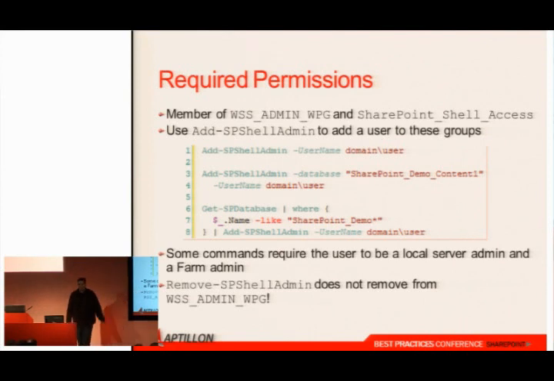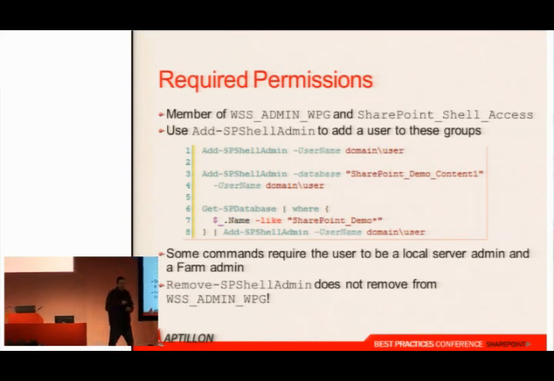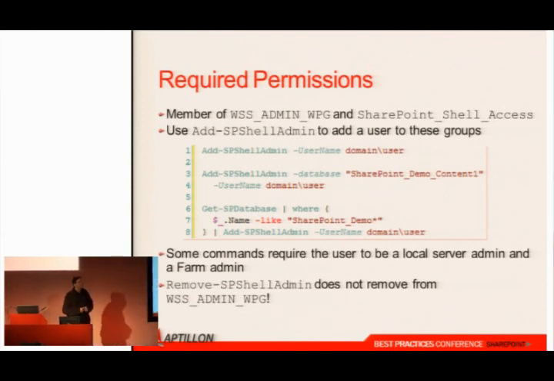You use the Add-SPShellAdmin cmdlet to do it. So in the first example, in line 1, I'm calling Add-SPShellAdmin, passing in the username, providing my user, and that's going to add them to that local group on all the servers in my farm. It's key. And to the SharePoint Shell Access role on the configuration database only.